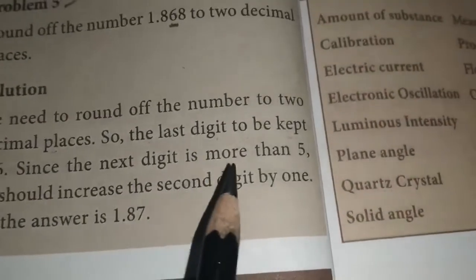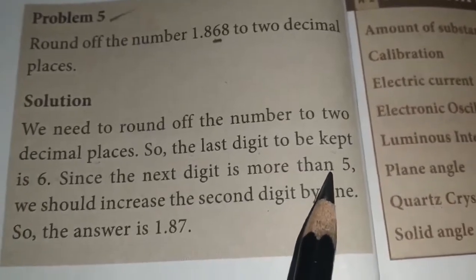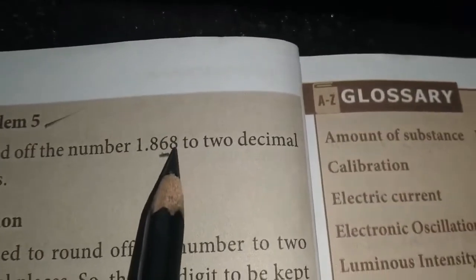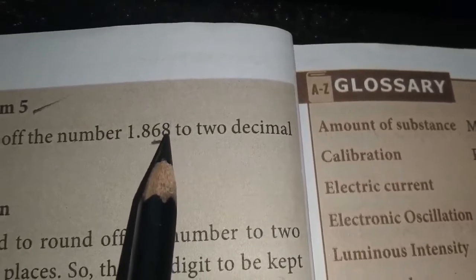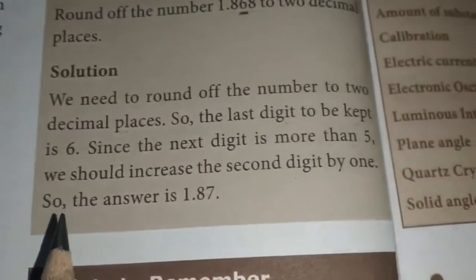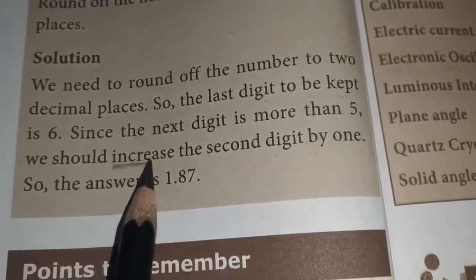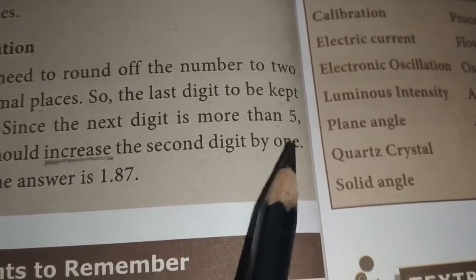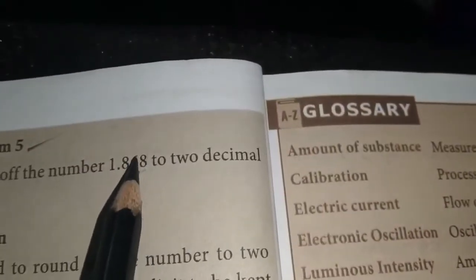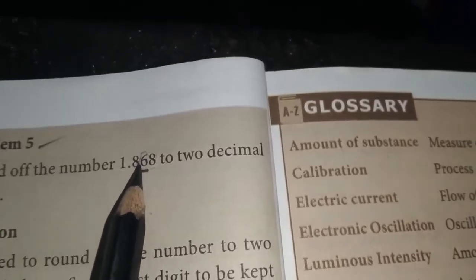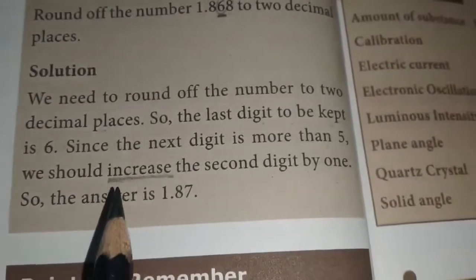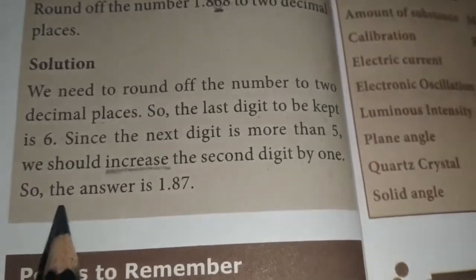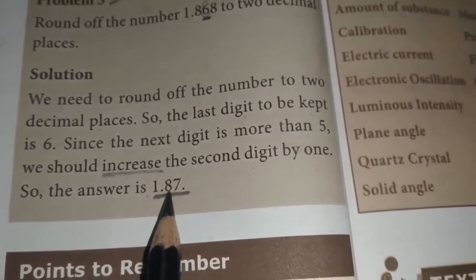last digit. And then since the next digit is more than 5, see here, the next digit after 6 is given as 8. So 8 is more than 5. So we should increase the second digit by 1. What is the second digit here? 6. We have to raise it by 1. So the answer is 1.87.